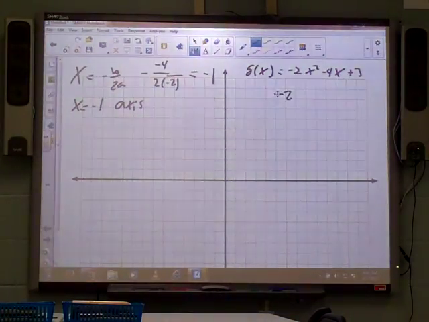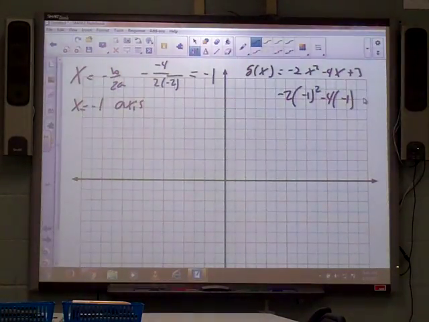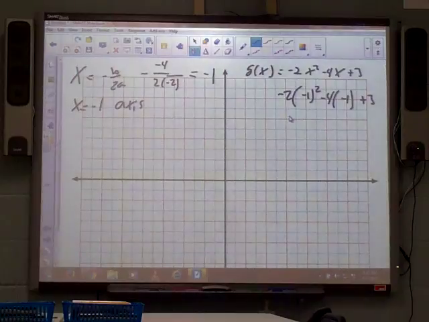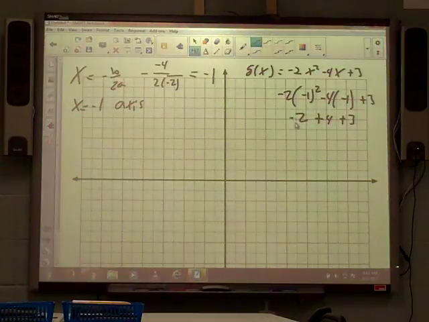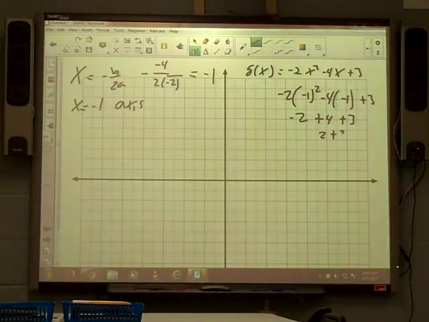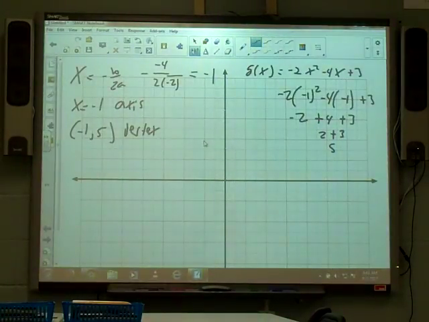So I'm going to have -2 times -1 squared minus 4 times -1 plus 3. All right, -1 squared is 1, and then times -2 is -2. -4 times -1 is a positive 4. -2 plus 4 is 2, and then plus 3 is 5. So my vertex is -1, 5. One, 2, 3, 4, 5. Way up there at the top.